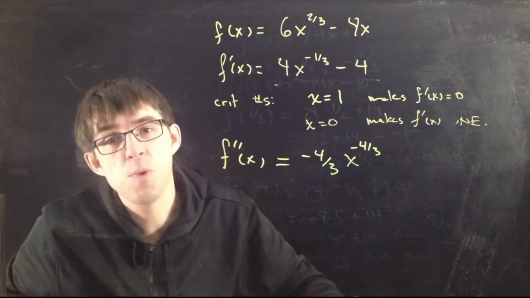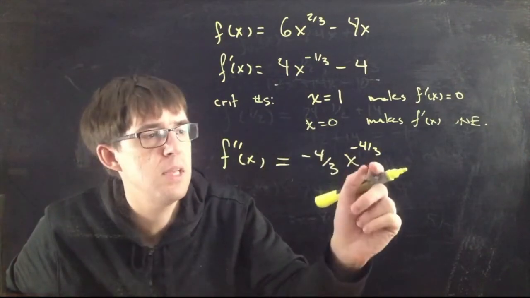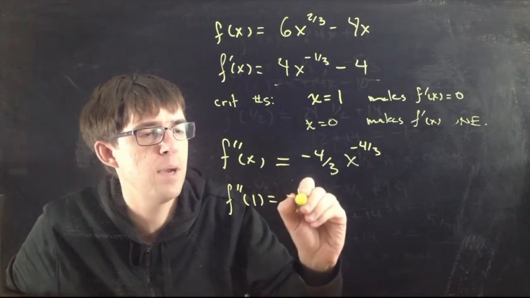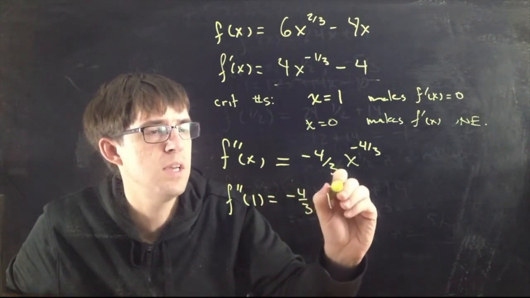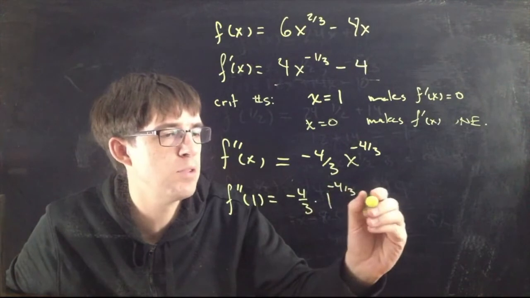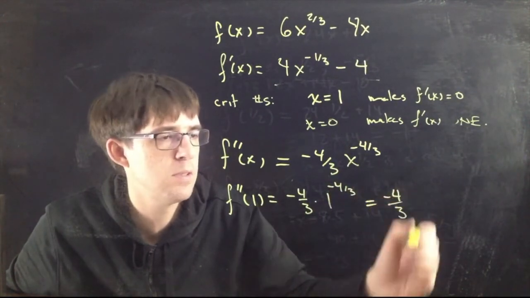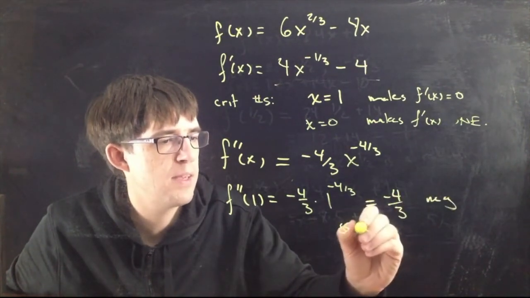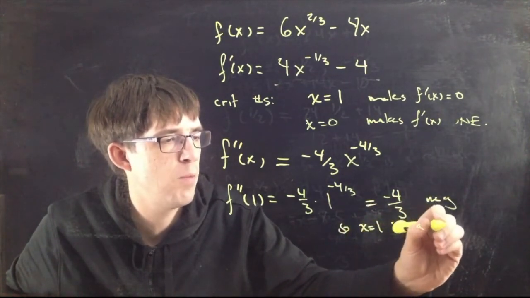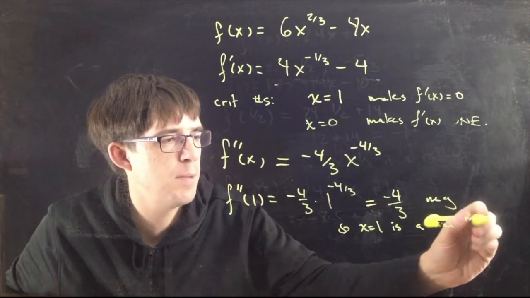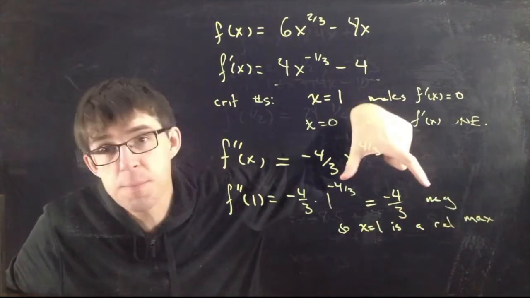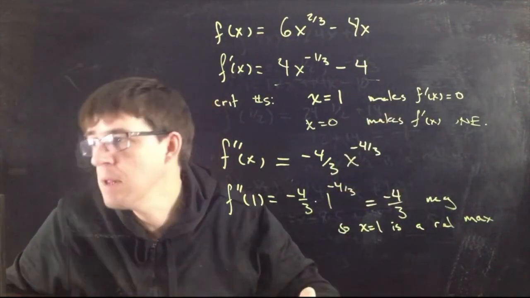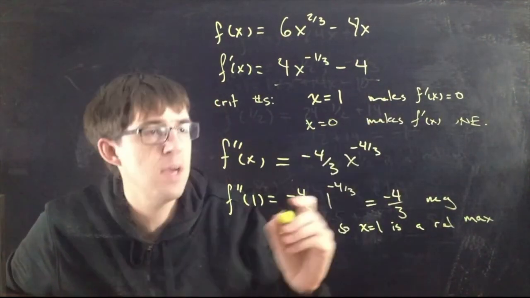The second derivative test says we plug the critical numbers into the second derivative. So I'm going to do f double prime of 1. I get minus 4/3 times 1 to the negative 4/3. 1 to any power is 1, so this is minus 4/3 times 1, which is negative. So x equals 1 is a relative maximum, right? A negative second derivative means this shape, and so your point is at the top of the hill. x equals 1 is a relative maximum. Okay, what about the other one?